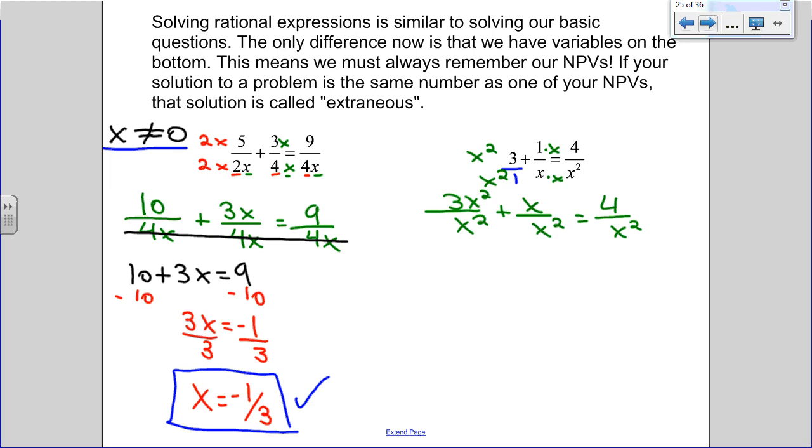The reason we did that was so that we can take advantage of our little trick. And our trick here is cancel out everything on the bottom. So there's an equal sign, and there is a common denominator, you get rid of the denominators. That leaves you with 3x squared plus x equals.